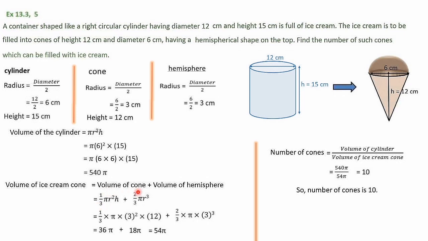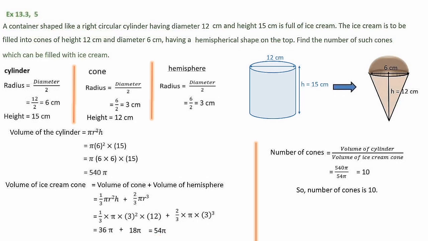So volume of cone plus volume of hemisphere. 1 by 3 pi r square is the volume of cone formula, and the volume of hemisphere formula is 2 by 3 pi r cube. So let's substitute here. 1 by 3 into pi into r square, that is 3 square, into h of the cone, which is 12, plus 2 by 3 pi r cube, that is 2 by 3 into pi into r is 3, so 3 cube. Here 1 3 and 1 3 will be cancelled, one more 3 remains, 3 into 12 is 36, so 36 pi, plus here 1 3 will be cancelled, remaining 2 by 3's, so 9, 3 square is 9, 9 into 2 is 18, so 18 pi. That is equal to 36 plus 18 pi, which is 54 pi.